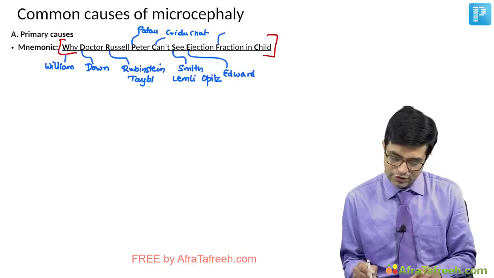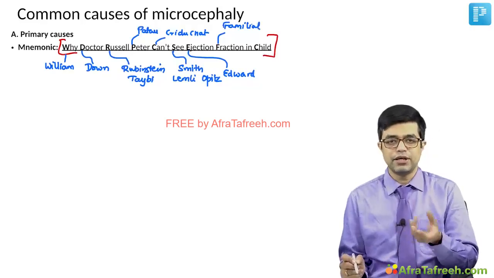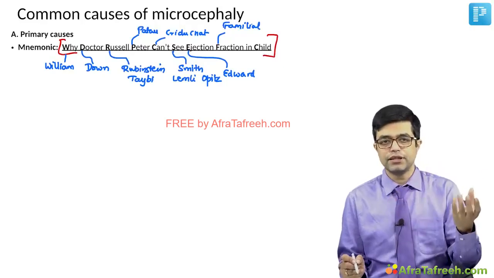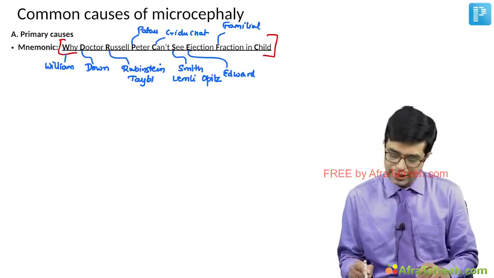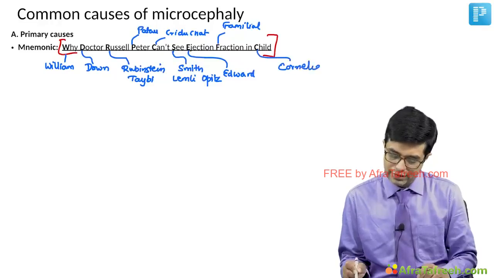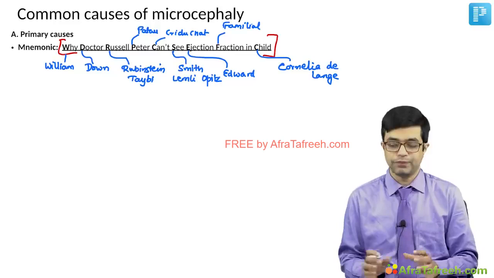F stands for familial microcephaly. Otherwise no problem is there, but due to genetic reasons, every person in the family has head circumference less than -3 standard deviation. And finally we have C, which stands for Cornelia de Lange syndrome. So these are the common important genetic causes of microcephaly.